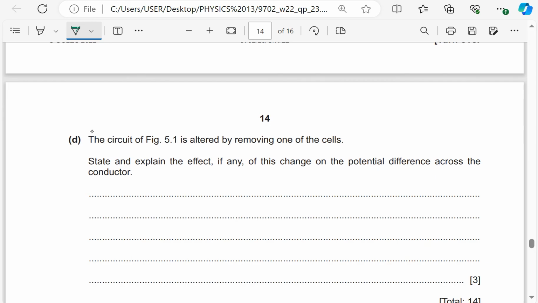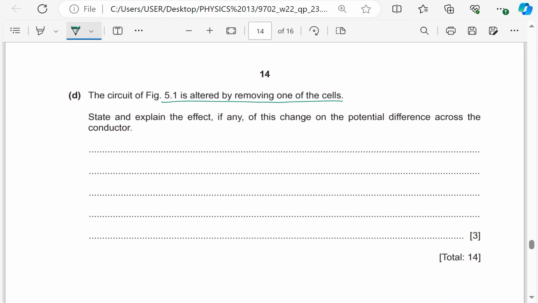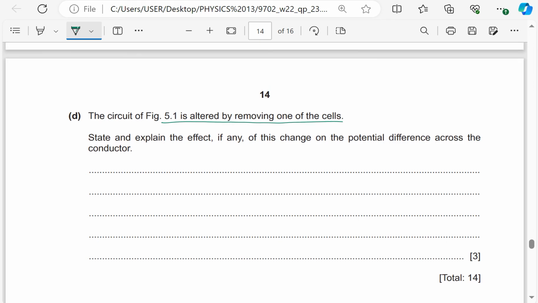The section of the figure is altered by removing one of the cells. So we remain with the two cells. State and explain the effect, if any, of this change on the potential difference across the conductor. So they have removed one cell, which means total internal resistance of the cells is going to be greater, because having more internal resistances in parallel means total internal resistance is less. So removing one means total combined resistance is greater.